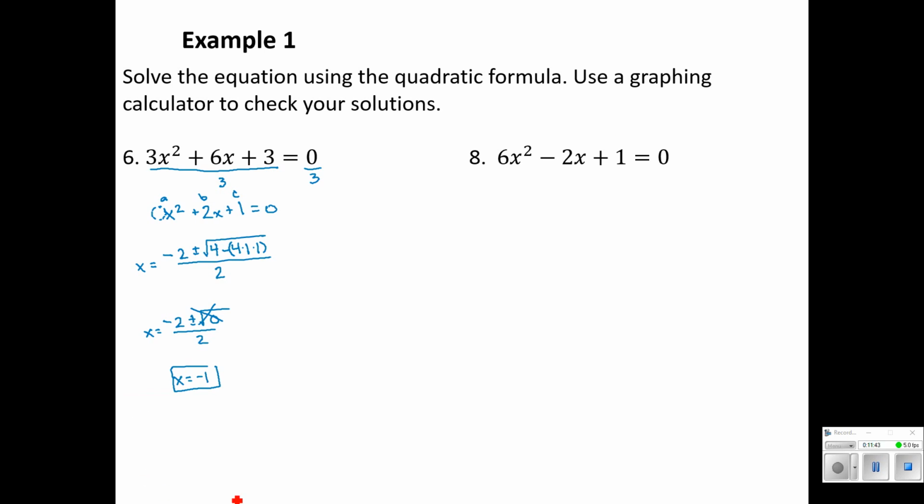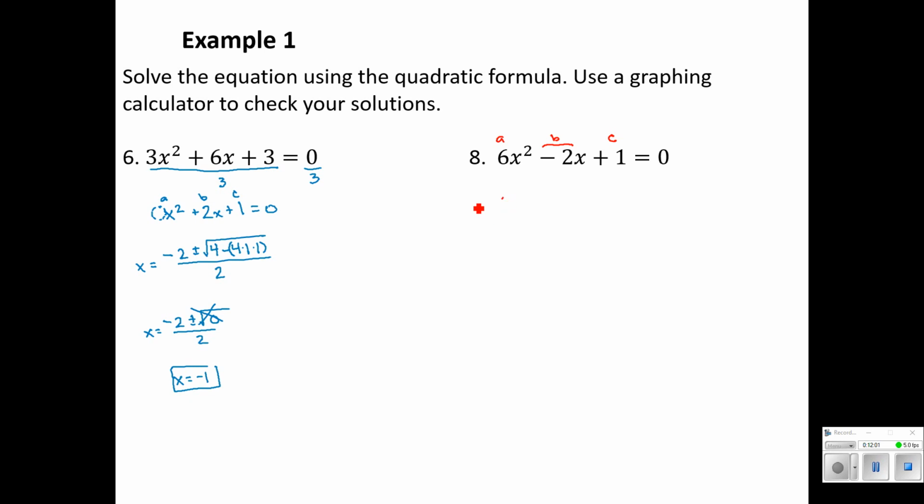Change up colors here. Number 8. This is set up so it's equal to 0. We cannot simplify our a, b, and c numbers, so we'll go right into the quadratic formula. A is 6, b is -2, that sign goes with it, and c is +1.